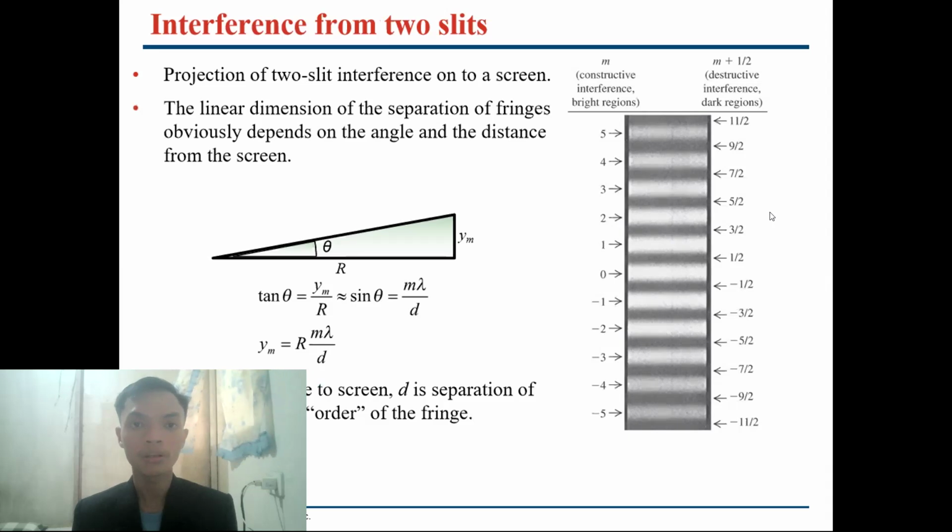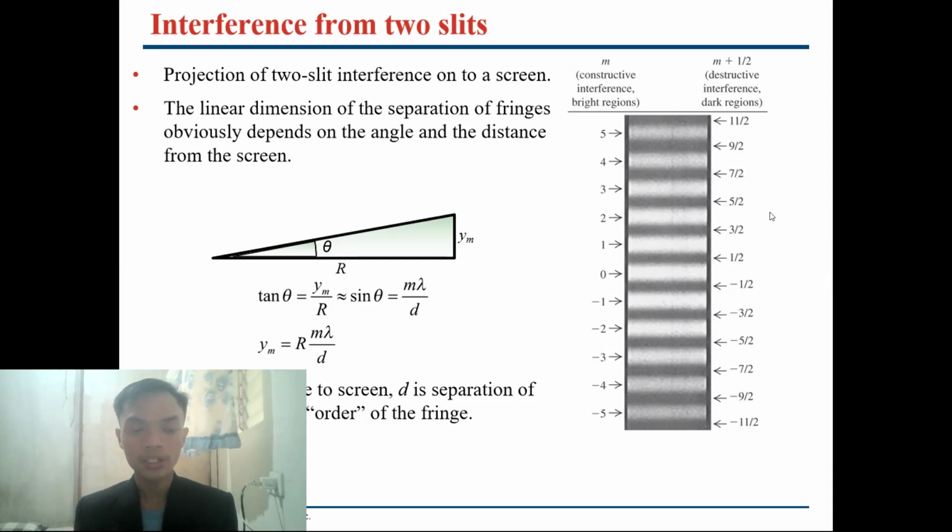The linear dimension of the separation of fringes obviously depends on the angle and the distance from the screen. So here, r is distance to screen, and d is separation of slits, and m is the order of the fringe. The fringe spacing depends on slit separation, the screen distance, and the wavelength.